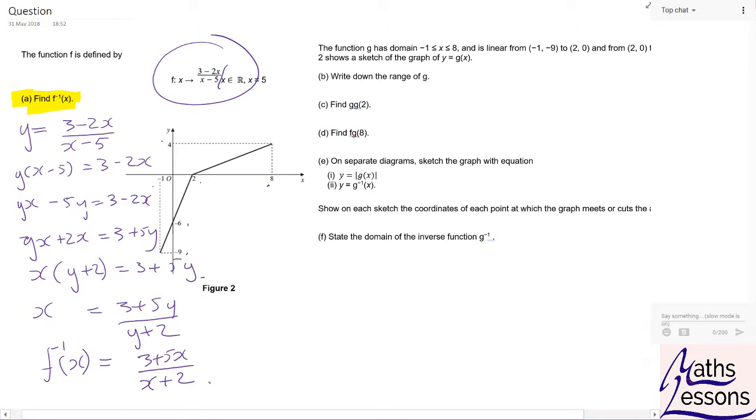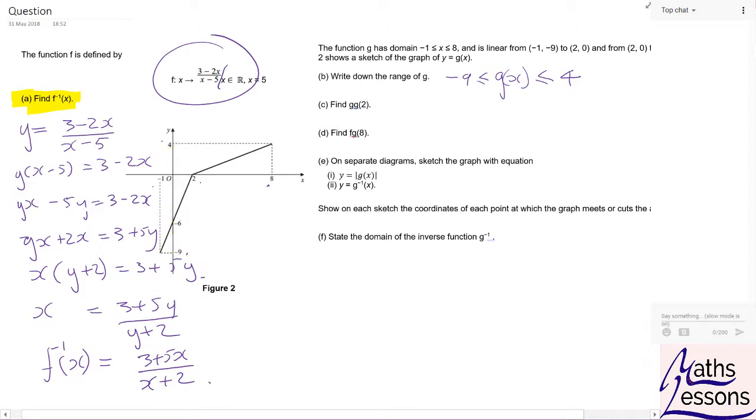B, write down the range of g. So our function g is here, and the range is given by the y values it covers, what it maps onto. So it goes from minus 9 all the way to 4. As we know, this is less than or equal to, and this is less than or equal to, the range is also going to be less than or equal to. So we have minus 9 is less than or equal to g of x, or y would be okay as an answer, is less than or equal to 4.